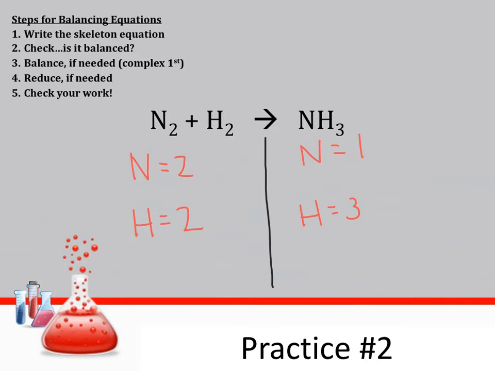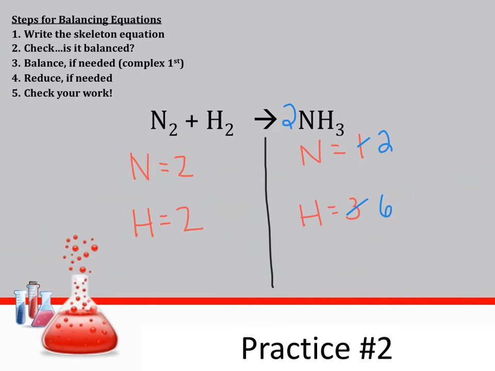So looking at N, remember we want to start with the most complex. So we look at NH3 and the N involved in that, and there's only 1 on the right, 2 on the left. One thing I cannot do is decrease those numbers. I always have to build up. So I need to make the N on the right a 2. In order to do that, I have to place a coefficient in front of that compound. When I do that, I get 2 N's. But notice that also changes my H's. I now have 6 H's.